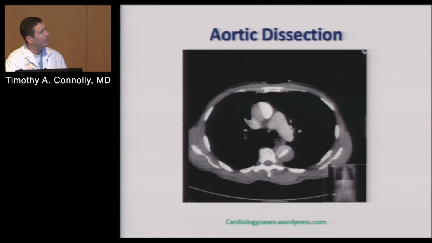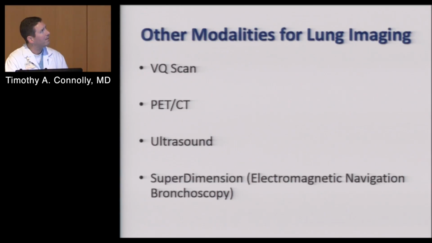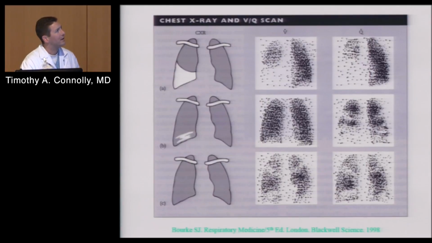Here's an example, this cookie-like image of an aortic dissection. And then, again, I think we literally have 4 slides. VQ scan, I'm going to show you the ideal because the real images are really hard to pick up. Nuclear medicine docs spend their lives getting good at this.